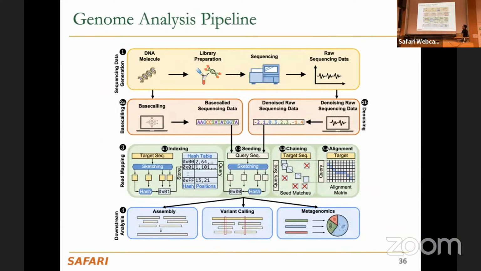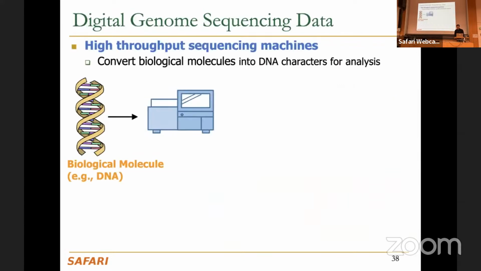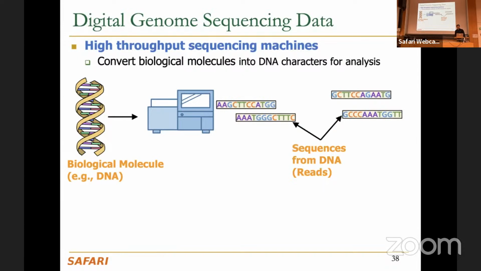The common genome analysis pipeline includes multiple steps, and this starts with genomic data generation. What we initially have is a biological molecule, which is maybe your DNA or RNA, which is not human readable, right? So we need to somehow convert this biological molecule into a human readable form. To do so, we use machines called high throughput sequencing machines that generate fragments from this biological molecule and then convert them into sequences of nucleotides that we call reads.